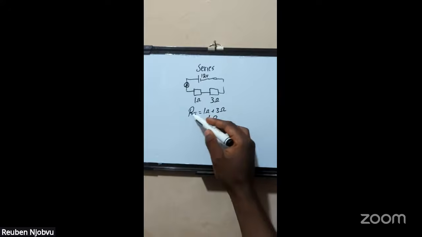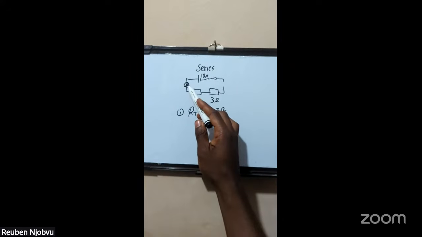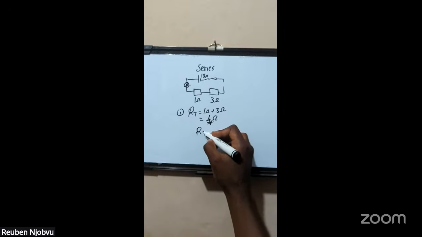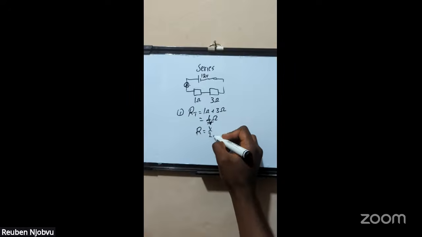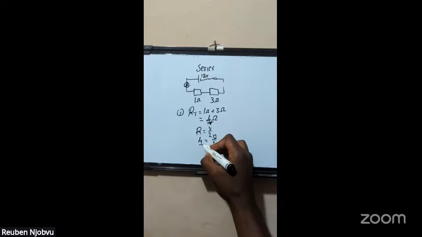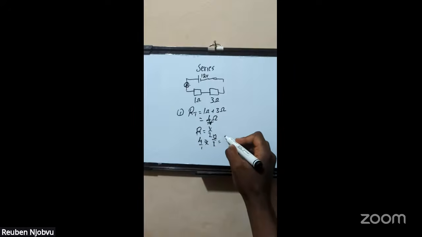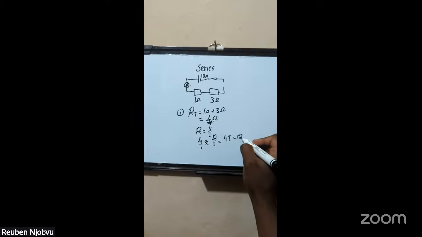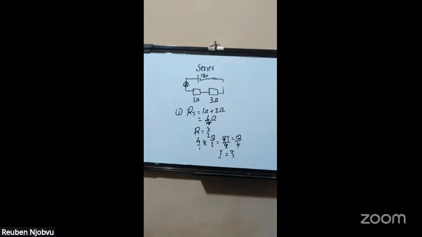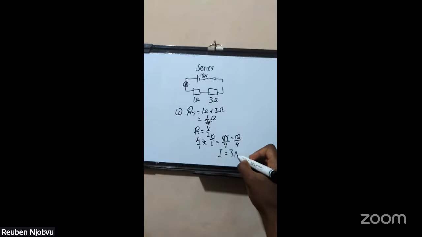Now, this is question 1. Question 2: find the current passing through the cell. You use Ohm's law. Resistance is equal to voltage over current. What was your total resistance? It was 4. What was your total voltage? It was 12. The current you do not know. So you cross multiply. This gives 4I = 12. You divide both sides by 4, meaning your current is 3. So your current is 3 amps.